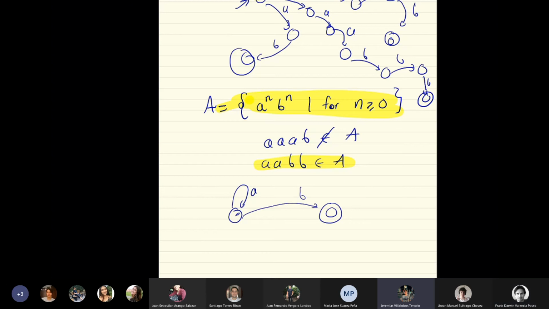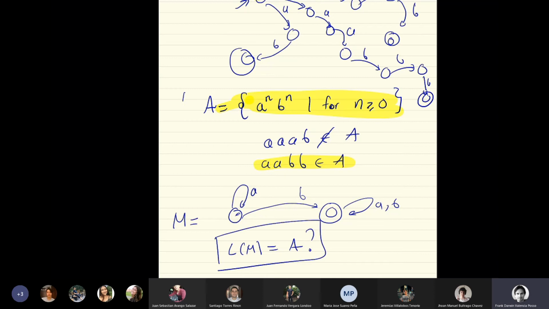And then it stays there, it doesn't matter which is the input. Like this? Yes, like this. Okay, so let's see if this is the automaton M that Jeremias suggested. The question is, is L of M equal to A? This is my A.